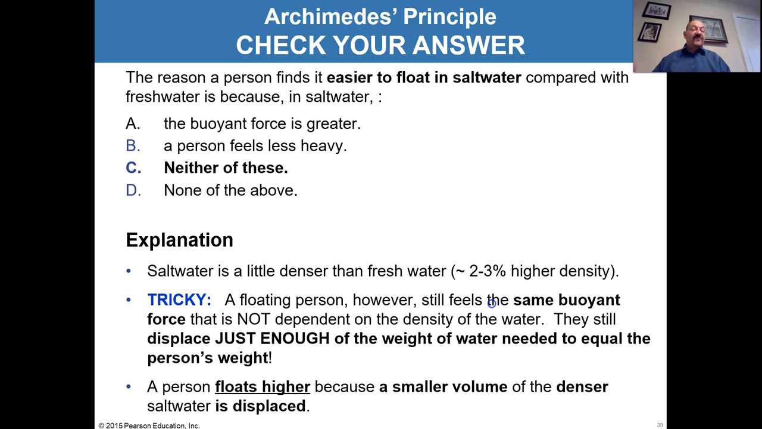Whereas if you're floating in fresh water, water with no salt in it, you have to sink a little bit deeper in order for that weight of displaced water to match your body weight. I hope that makes sense. Think about it for just a second. The amount of water in each case will be different volumes, but they'll be the same weight, your weight.